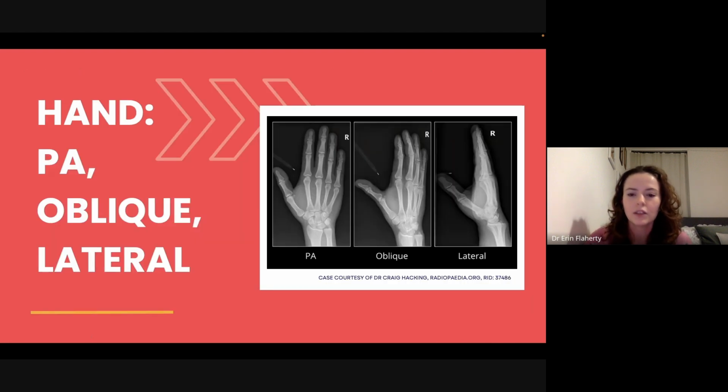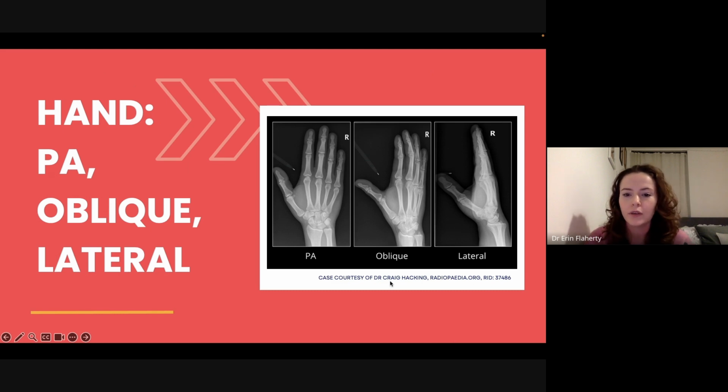Next, you have your hand. So following on from your carpal bones, you have your metacarpal bones, which are these ones right in the middle. And then you have your phalanges. So you've got your proximal, your middle, and your distal. And then obviously in your thumb, you've just got your proximal and your distal.